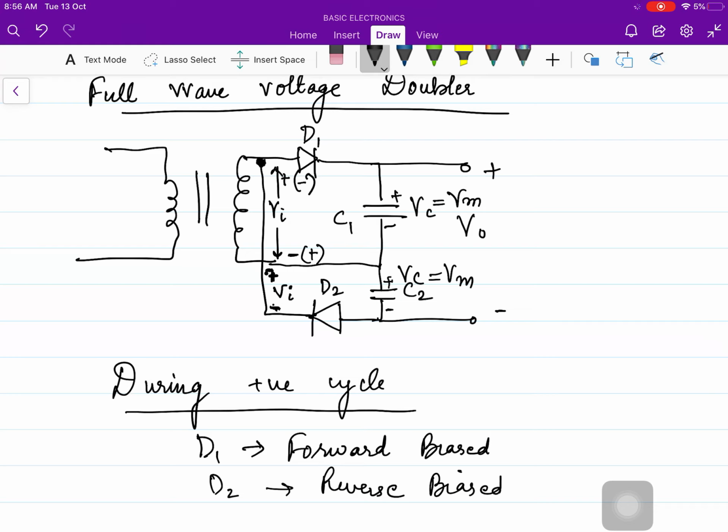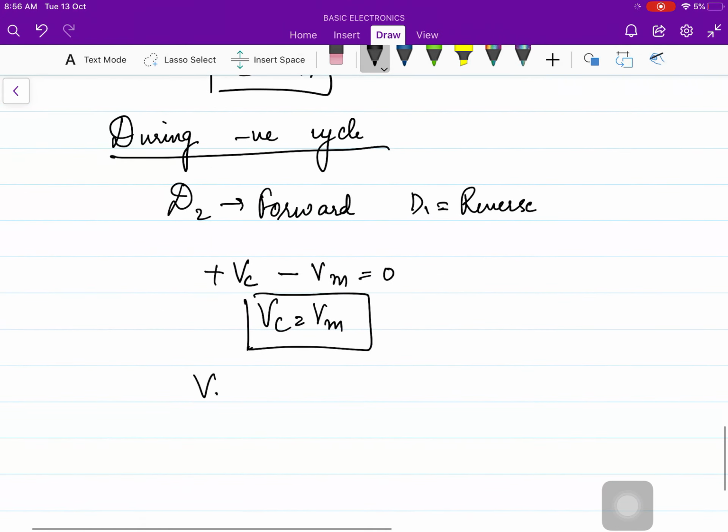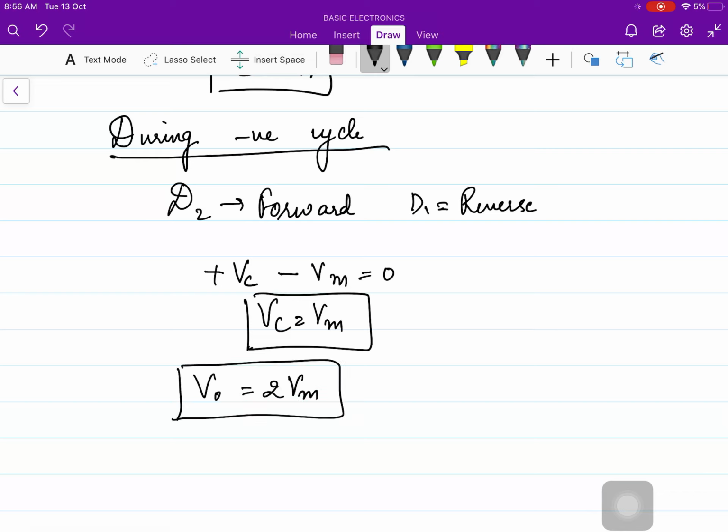Now what is the V0? V0 is the combination of these two Vc, that is Vc1 and Vc2. So these Vc's are placed in series. So you have to add them in order to calculate V0, and that is equal to 2 Vm. So V0 is equal to 2 Vm. Here you have made use of both the half cycles because one half cycle is charging capacitor C1, another half cycle is charging the capacitor C2, and you are taking both the half cycles into account and calculating the V0. So it is a full wave voltage doubler.